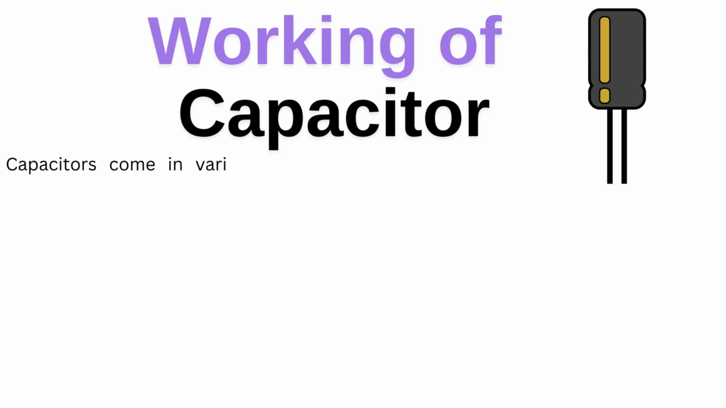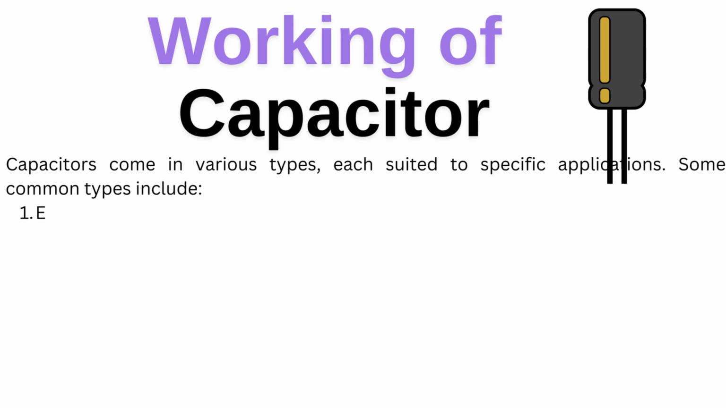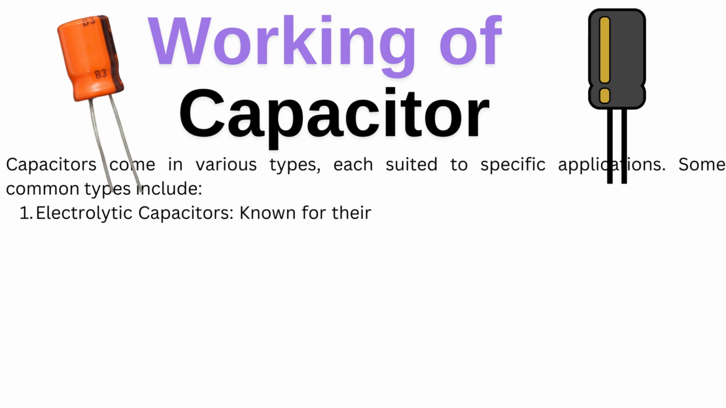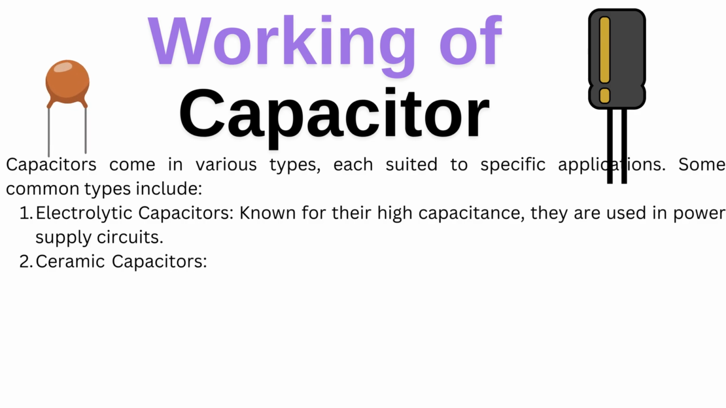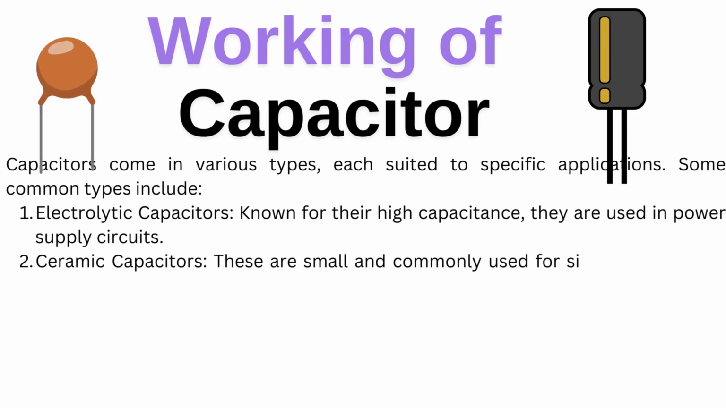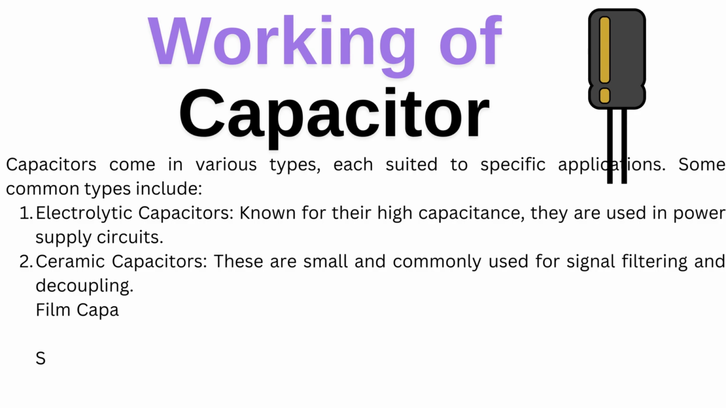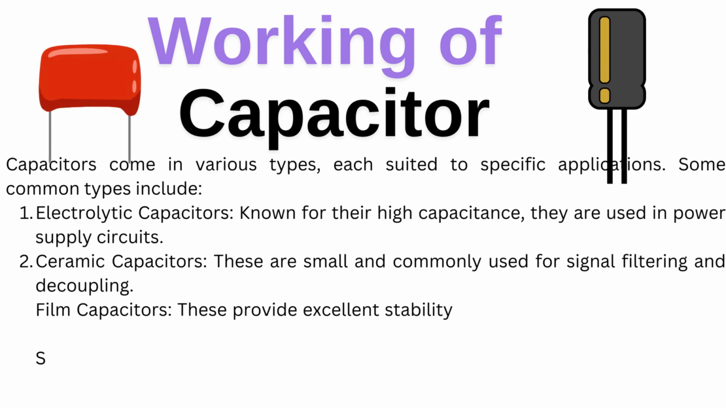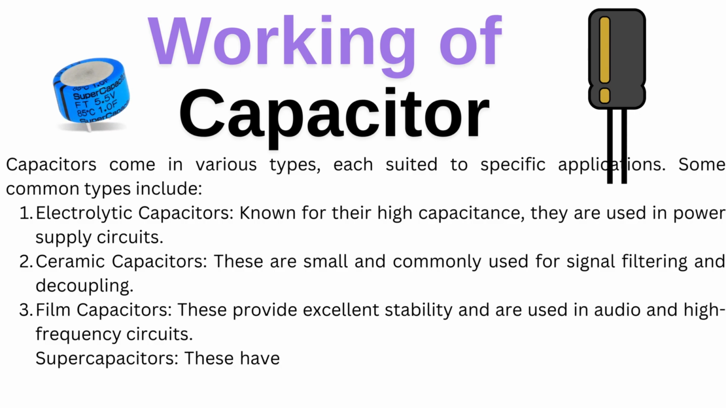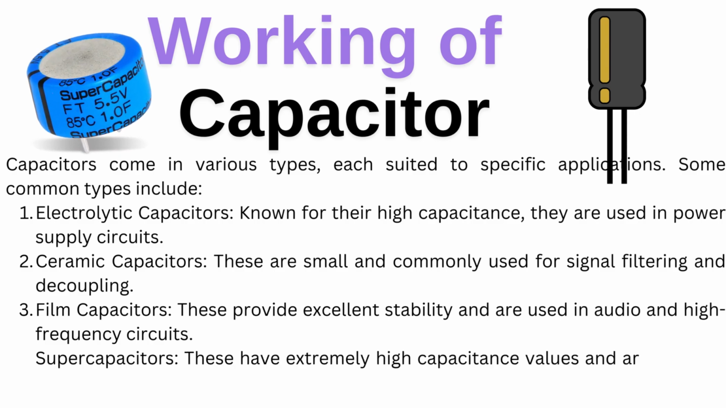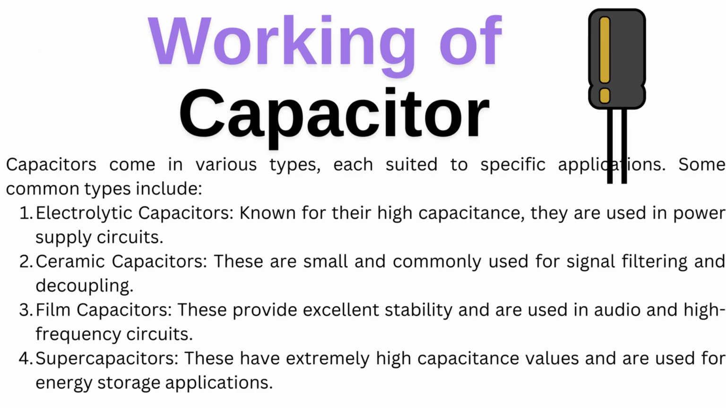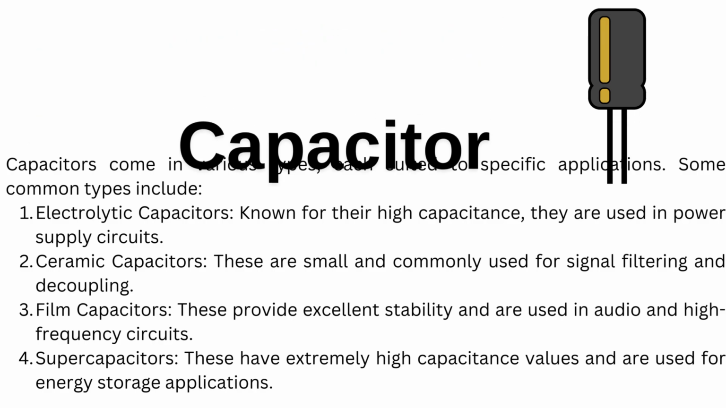Capacitors come in various types, each suited to specific applications. Some common types include: 1. Electrolytic capacitors. Known for their high capacitance, they are used in power supply circuits. 2. Ceramic capacitors. These are small and commonly used for signal filtering and decoupling. 3. Film capacitors. These provide excellent stability and are used in audio and high-frequency circuits. 4. Supercapacitors. These have extremely high capacitance values and are used for energy storage applications. Each type has its unique properties and is chosen based on the circuit requirements.